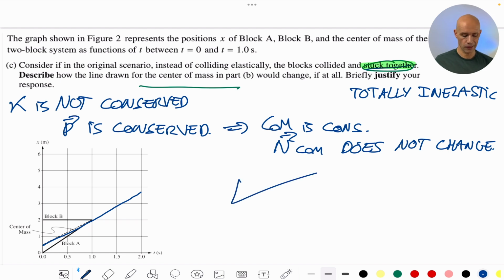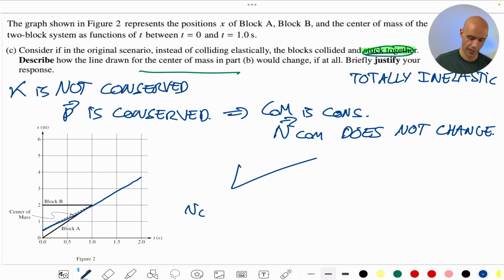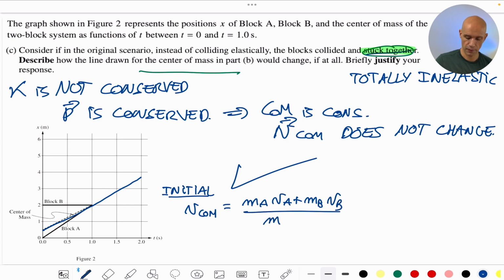Now, can we measure this center of the mass with the information we have? Yes, we can. Can we verify that this line is correct? Well, let's see. How can we derive the speed of the center of the mass? It doesn't change, but let's compute it initially, before the collision, and then after. By definition, we have this, right? That's the definition of the speed of the center of the mass.